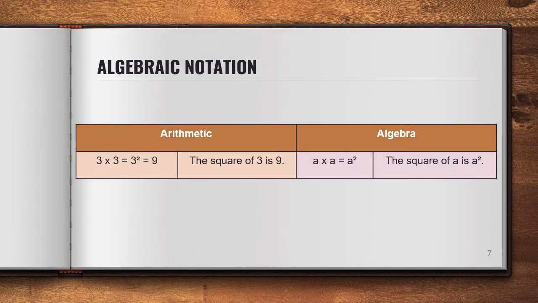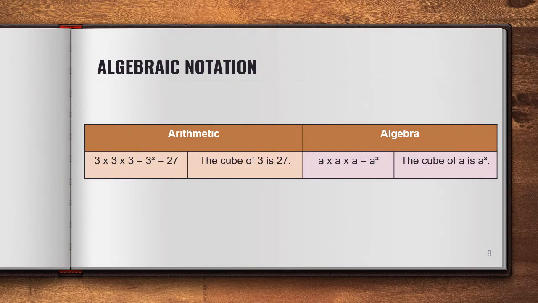Next, let's have the squared. 3 times 3 is equal to 3 squared, or multiply it by itself, is equal to 9. The square of 3 is 9 in words. So next, let's have the algebra. A times A is equal to A squared. In words, the square of A is A squared.